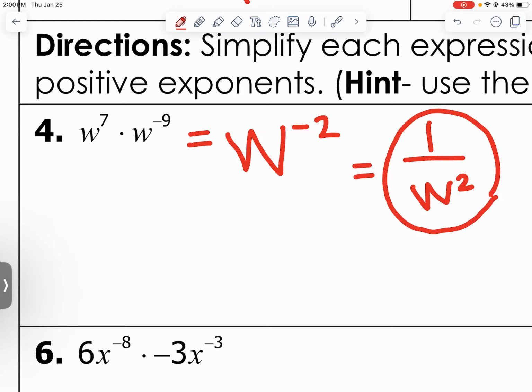This is so confusing. I don't get how that. Okay, are you okay with the -2 because of 7 plus -9? Okay, so I'm not comfortable with the 1 over.